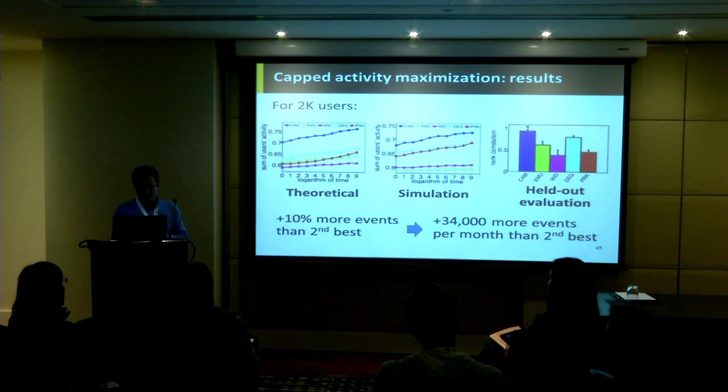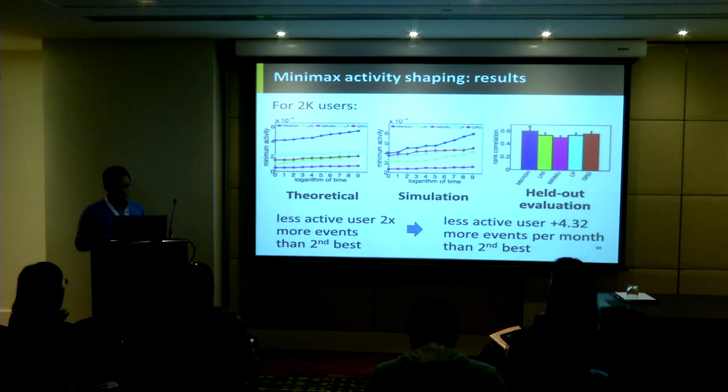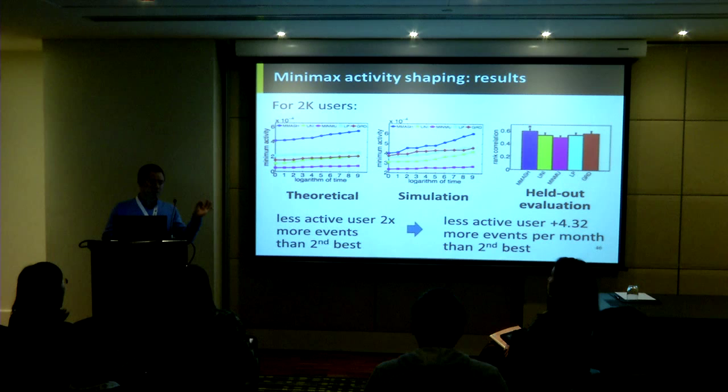If you translate it back to this 1,700 node network, it's like 34,000 more events per month than the second best. Okay, lots of events. Yeah. So this is another setting where you just look at the node with minimum activity. You just try to see whether the activity of the node with minimum activity is going to be boosted or not.